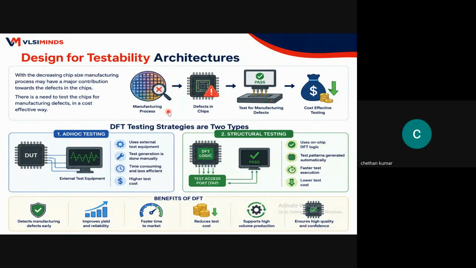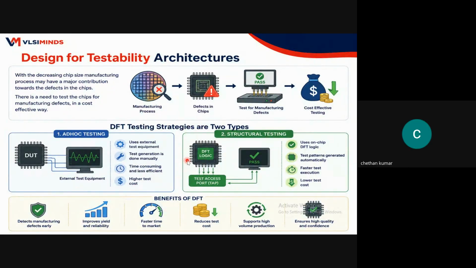So we need a particular process to detect these manufacturing defects. For that, we have two methods: ad hoc testing and structural testing. In ad hoc testing, we don't have a particular structure to follow. It uses external testing equipment, and we don't have anything built in. The test patterns we generate to test the logic are created manually, and it is a time-consuming process. As the test time is more, the cost also will be higher.